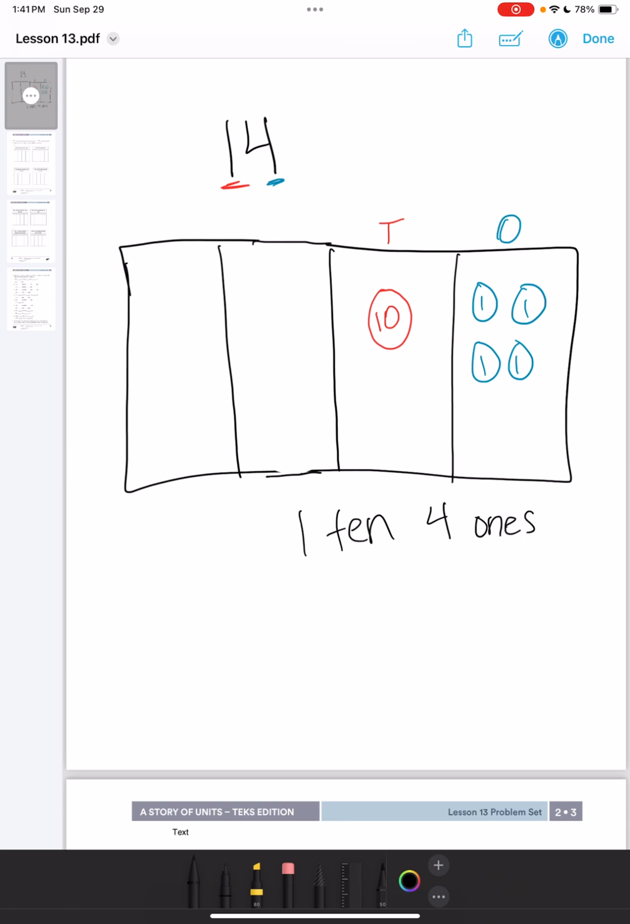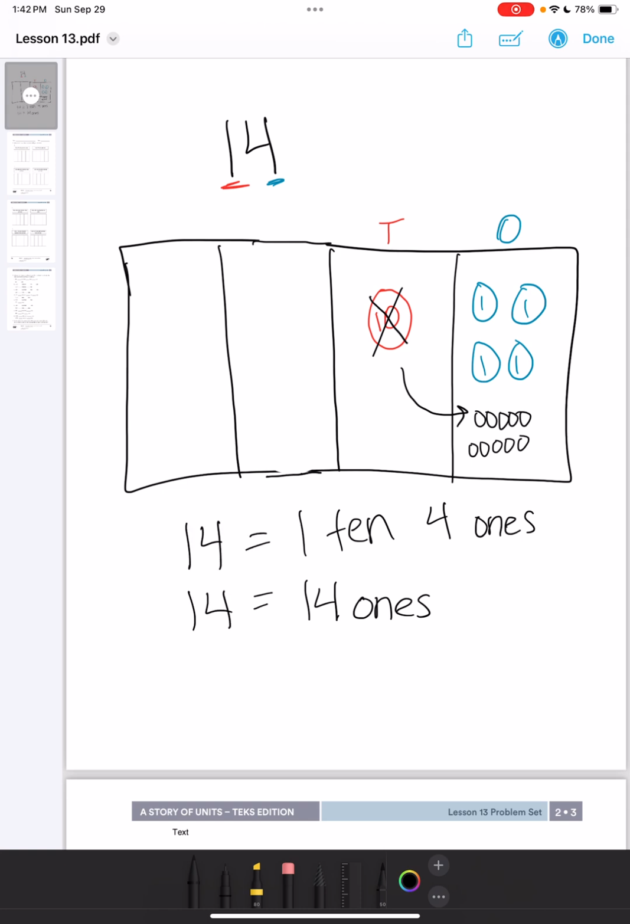Another way that I could show this number is by breaking apart that 10 and moving it into my ones place. If I do that, then I would have 14 ones. So now I have 1 ten and 4 ones, or 14 ones. They both equal 14. So they have the same value even though they look different.